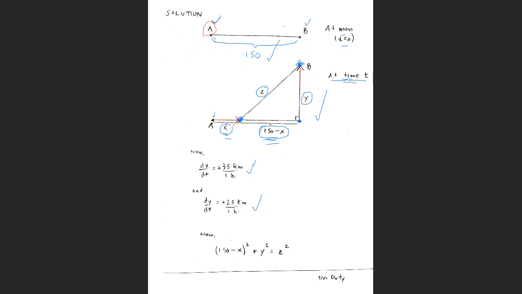Based on the picture with that right triangle, quantity 150 minus x, squared, plus y squared would equal z squared. That's the Pythagorean theorem. And many of these distance problems involve the Pythagorean theorem.